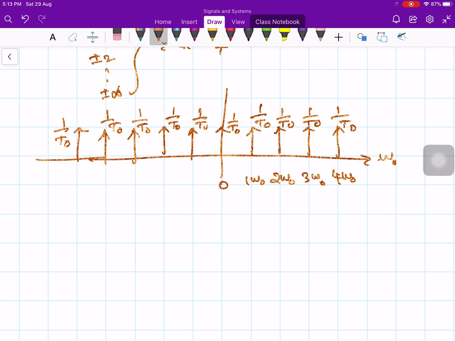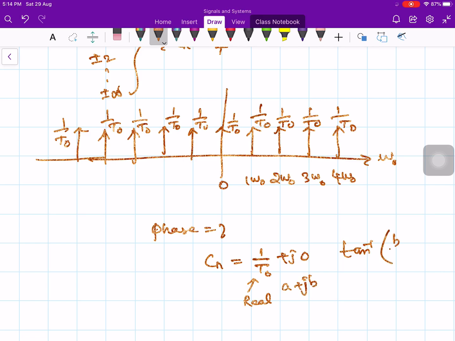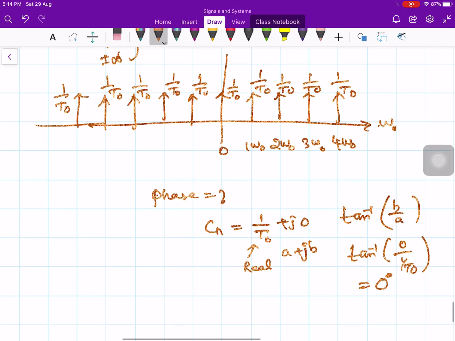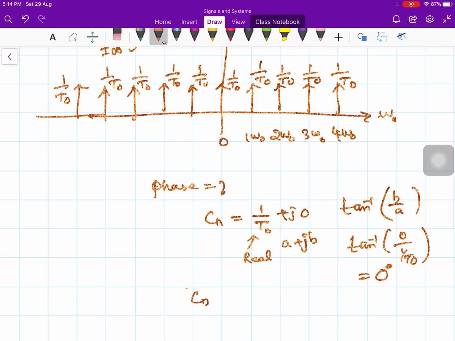What about the phase? Say your Cn is equal to 1 over t naught, and t naught is a real number, right? So plus j times 0 you can write like this. What is the phase of this? Tan inverse of, you can think a plus j times b, b by a. What is the b value here? 0. Tan inverse of 0 by 1 over t naught. So this is 0 degree. For all values the phase angle becomes 0 degree.